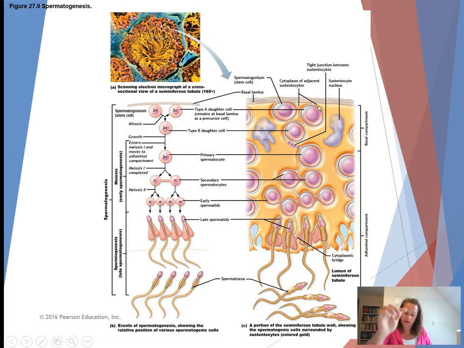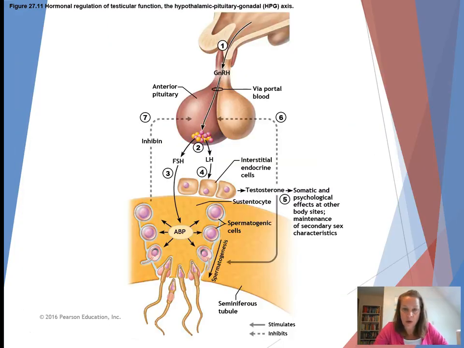Now, how does this happen? This happens because the hypothalamus releases what's called gonadotropin releasing hormone. It's going to start way up here at the top. The hypothalamus releases gonadotropin releasing hormone via the blood to the anterior pituitary. Then the anterior pituitary is going to release FSH, follicle stimulating hormone, to stimulate the follicles, and LH, luteinizing hormone. And luteinizing hormone is going to cause these cells to produce testosterone.